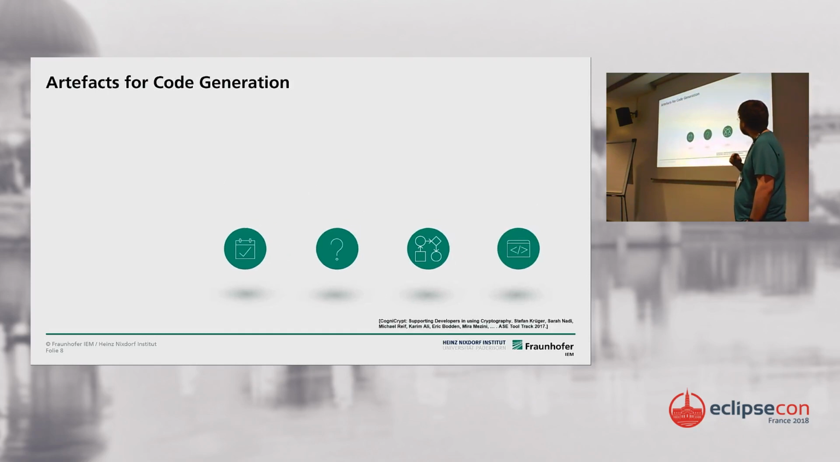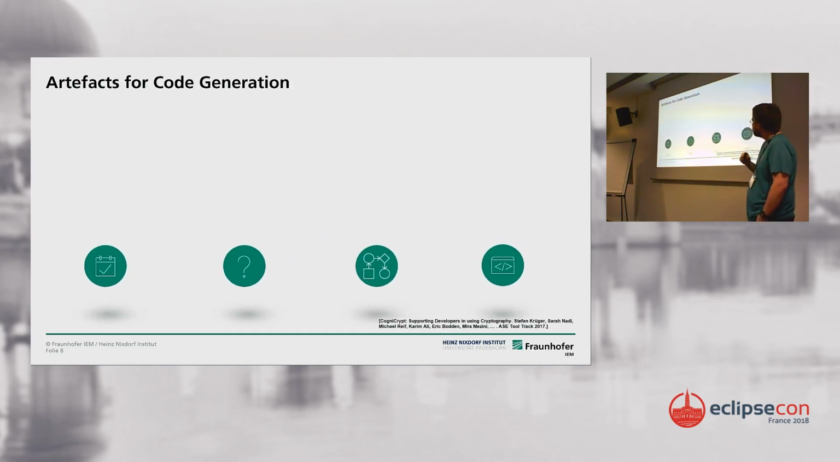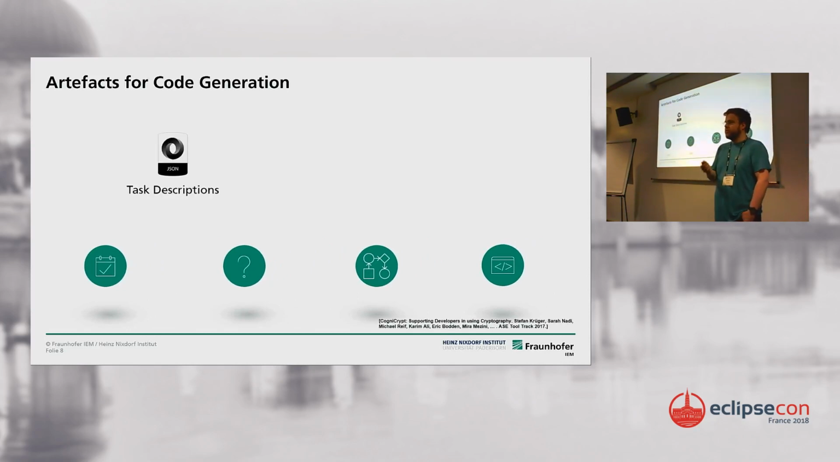So now let's look at the artifacts that we're using to make this work. We mainly have 3 artifacts. The first one are the task descriptions as JSON files. Here we are storing stuff like the questions that will be asked, the answers, as well as the impact of each answer. So for instance, which statement will be generated when this answer is chosen, or which security parameter is set how, depending on the answer for a particular question.